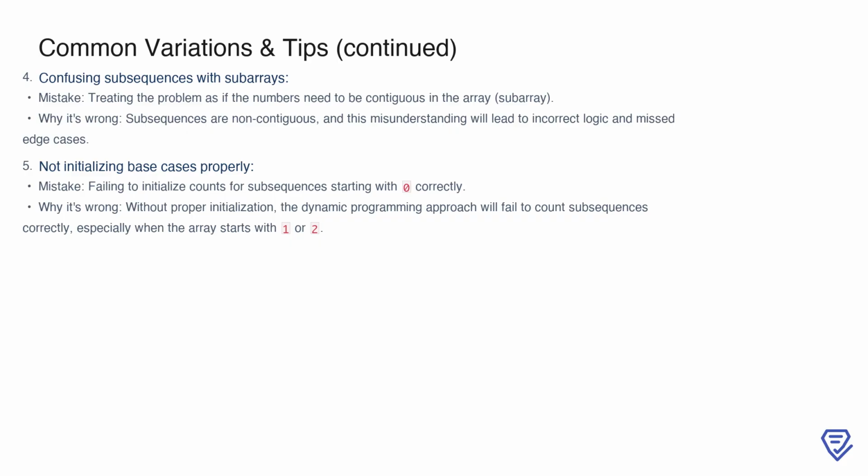preserved. Additionally, many errors stem from not initializing base cases properly in the dynamic programming approach. If the counts for subsequences starting with 0 are not correctly initialized, the solution will fail to count subsequences accurately, especially in cases where the array begins with 1 or 2. Proper initialization ensures that the counting logic accounts for all valid subsequences, even under edge conditions. These mistakes highlight the importance of understanding the problem's requirements and setting up the solution carefully from the start.